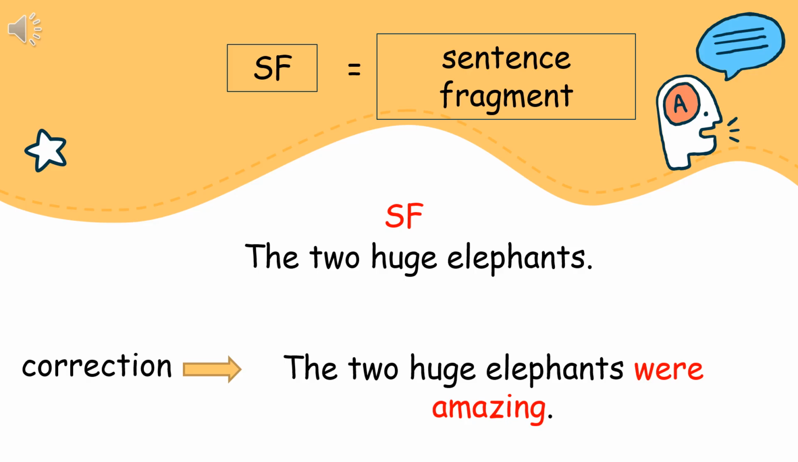The next proofreading symbol is the SF, which means sentence fragment. That is, you have to add something to complete the sentence, since what you wrote is a fragment, not a complete sentence. For example, in the following fragment, there is the SF proofreading symbol above it. Therefore, it should be written correctly by adding something to make the fragment a complete thought.